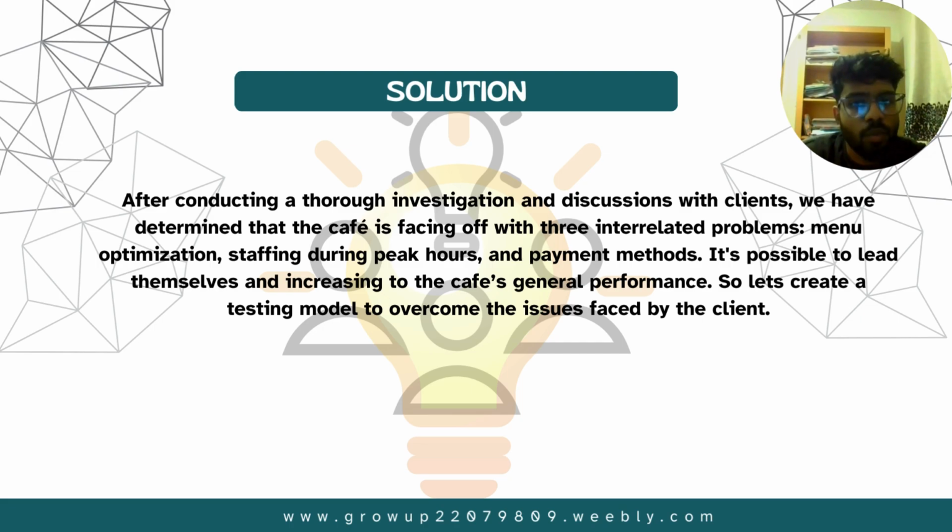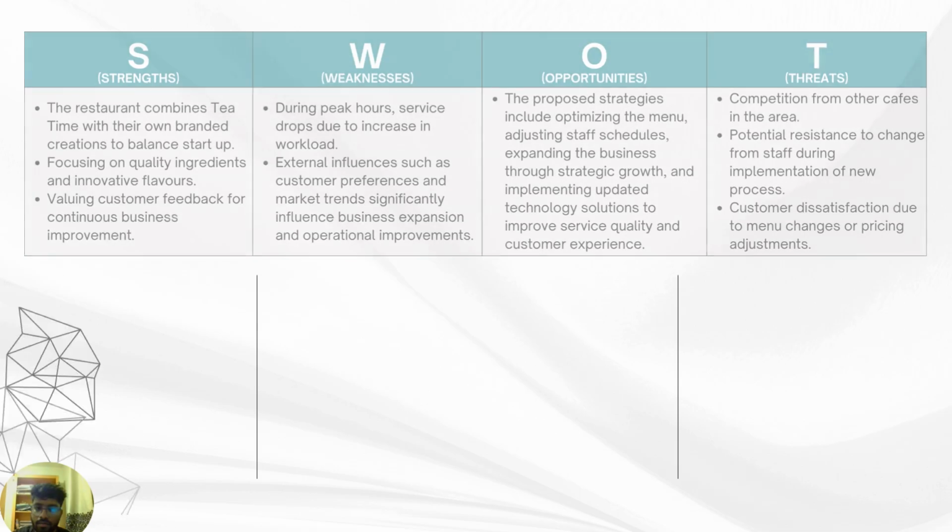The first one is menu optimization, the second one is peak hour staffing, and the third one is payment methods. These are three different issues, but they are completely interlinked with each other. So basically, overall, because of these three factors, the overall performance of the cafe has been dropping day by day. So we're going to create a complete solution for these three particular models, and we're going to see it on the next slide.